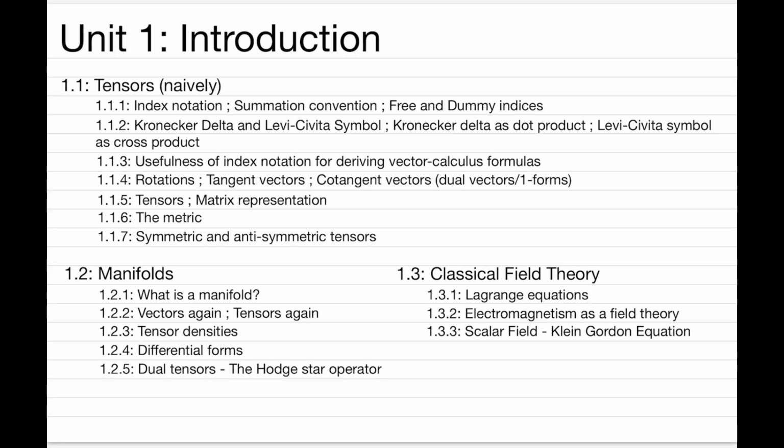So in the first chapter about tensors, we'll learn the basics about index notation, and then we'll see some important objects, which are the Kronecker delta and Levi-Civita. These objects allow us to take dot products and also the cross product between vectors.